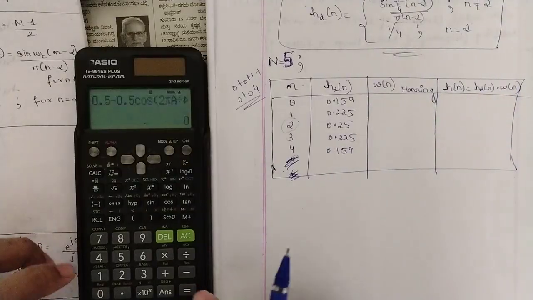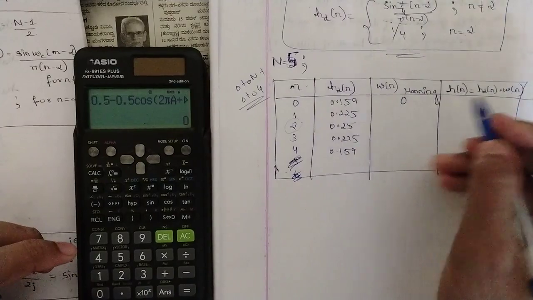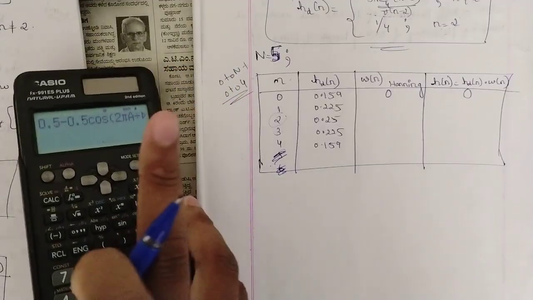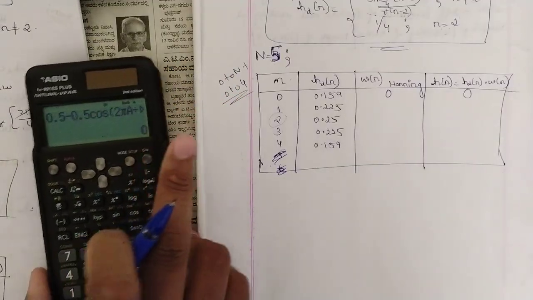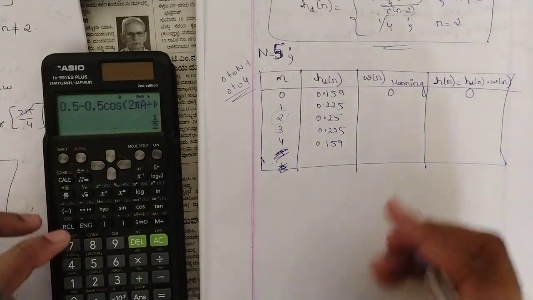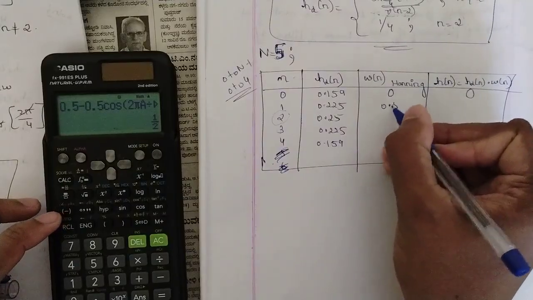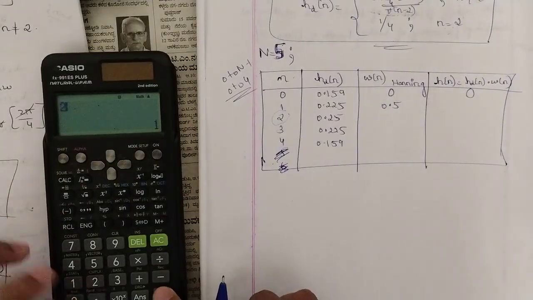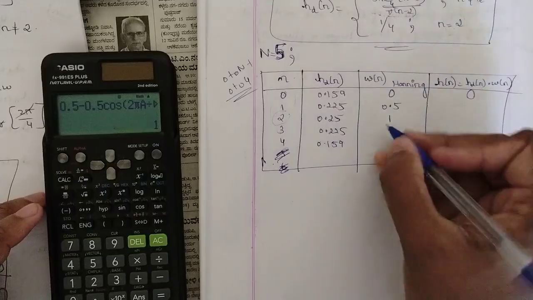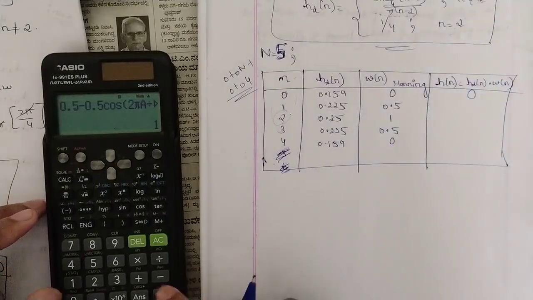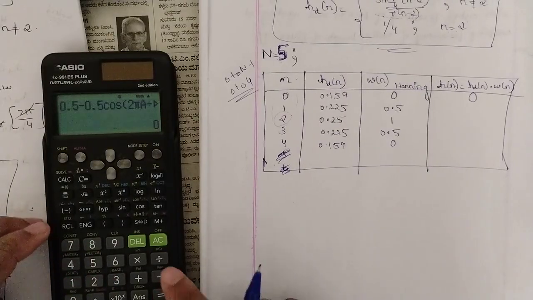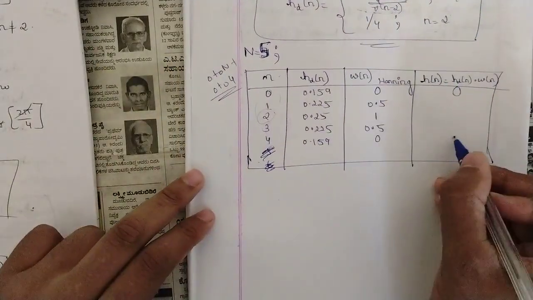First, for n equal to 0, the value is 0 only, so multiplying it with 0 you will get 0 as the answer. Next, check for n equal to 1. It is 1 by 2, or you can write it as 0.5. For n equal to 2 it is 1. So we got the first three values, and the other two would be the mirror images. That is, for n equal to 3 it is 1 by 2, 0.5, and for n equal to 4 it is 0 again.